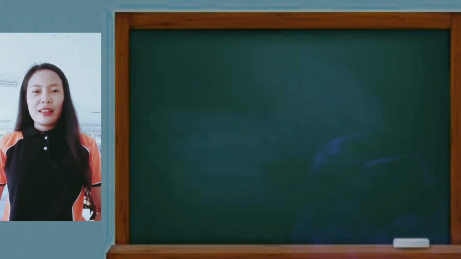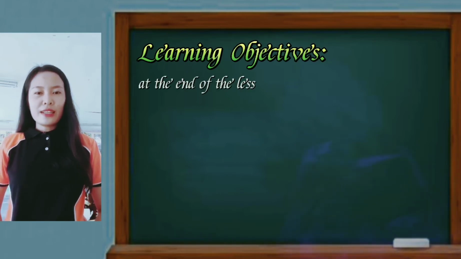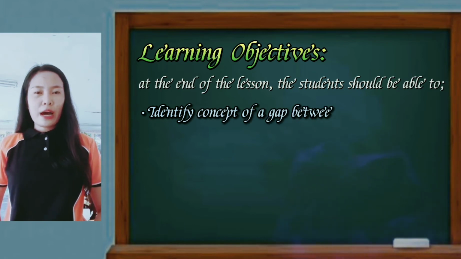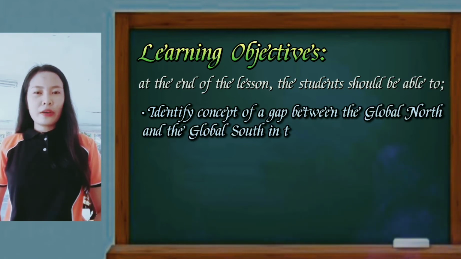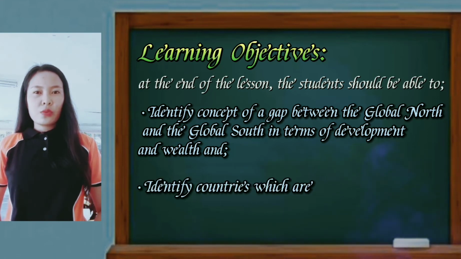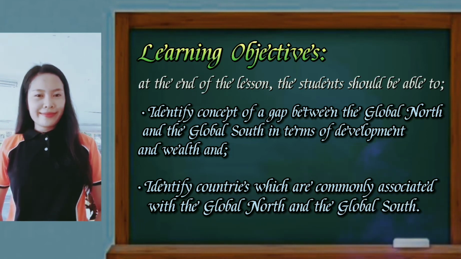But before that, let us first know the learning objectives. At the end of the lesson, the student should be able to identify the concept of a gap between the global North and the global South in terms of development and wealth, and identify countries which are commonly associated with the global North and the global South.